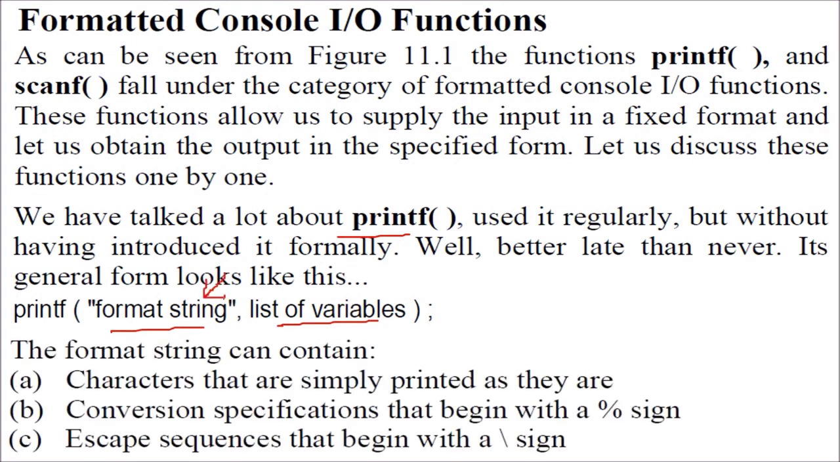This format string is known as a format string because it is able to format the string and then show it. The format string may contain characters that are simply printed as they are, or conversion specifications that you will see with the % sign, like %s, %d, %c, and then escape sequences that always begin with this slash sign. We call it a backslash.